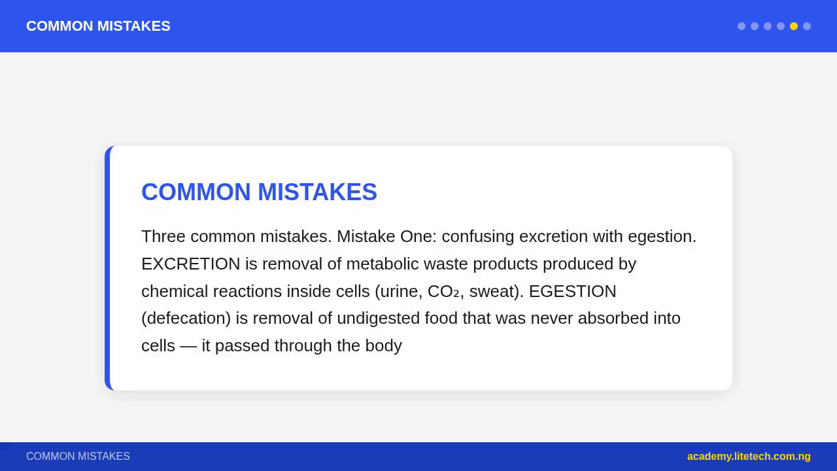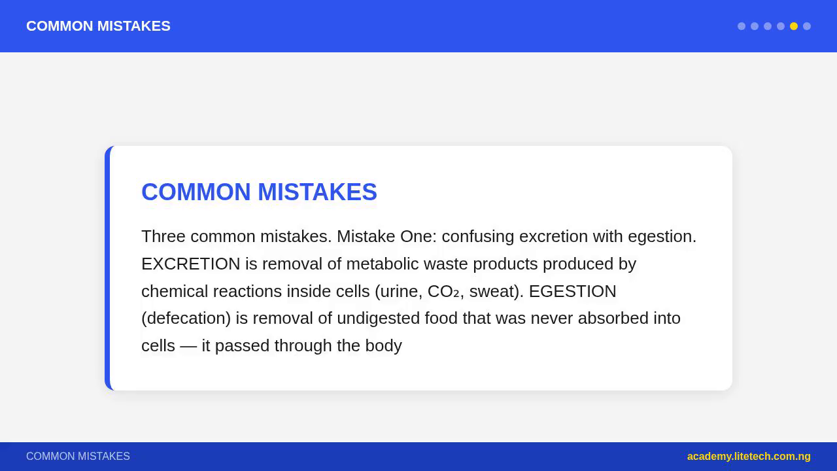3 common mistakes. Mistake 1. Confusing excretion with egestion. Excretion is removal of metabolic waste products produced by chemical reactions inside cells: urine, CO2, sweat. Egestion, defecation, is removal of undigested food that was never absorbed into cells. It passed through the body without being used. Egestion is not a life process.